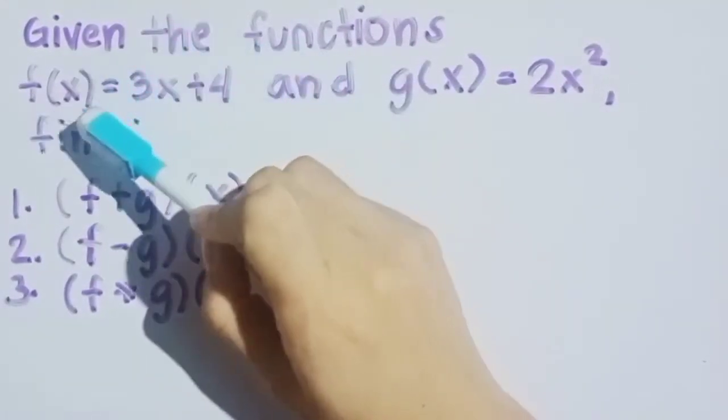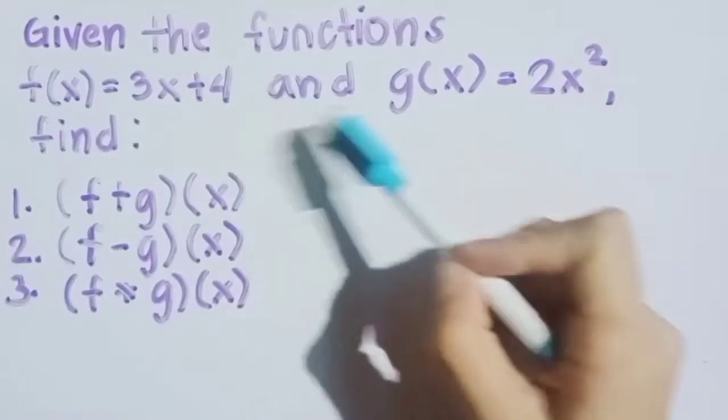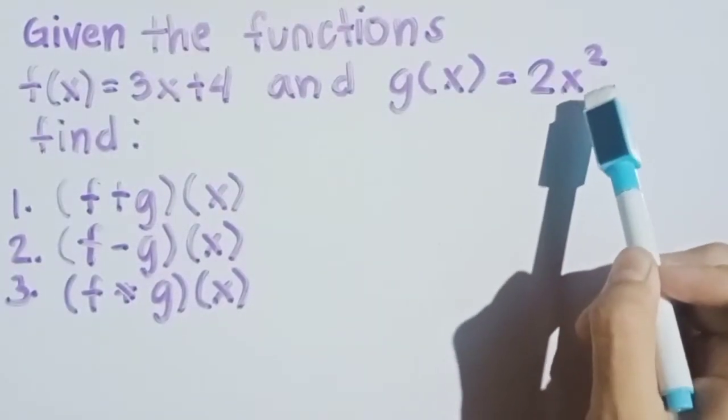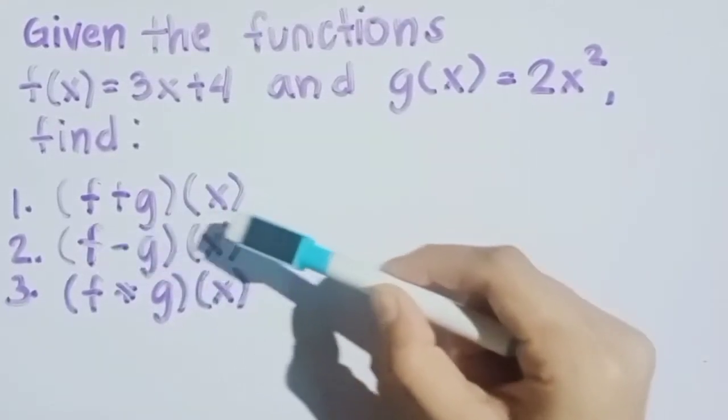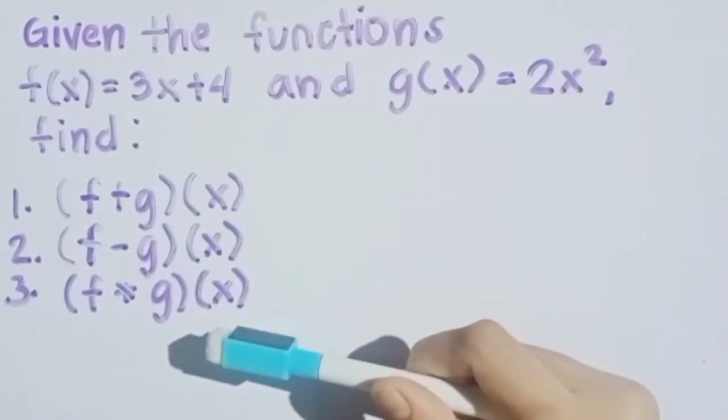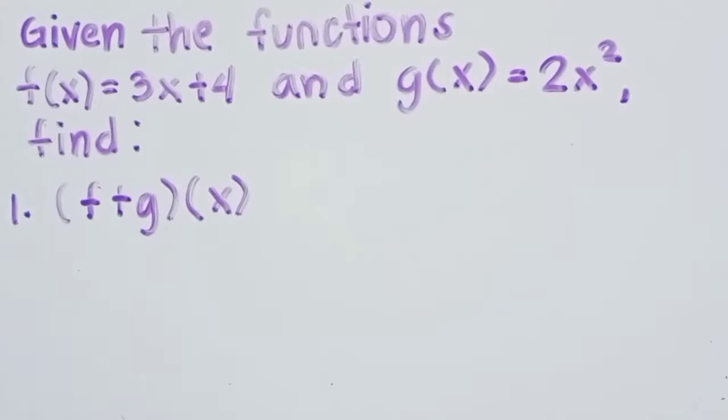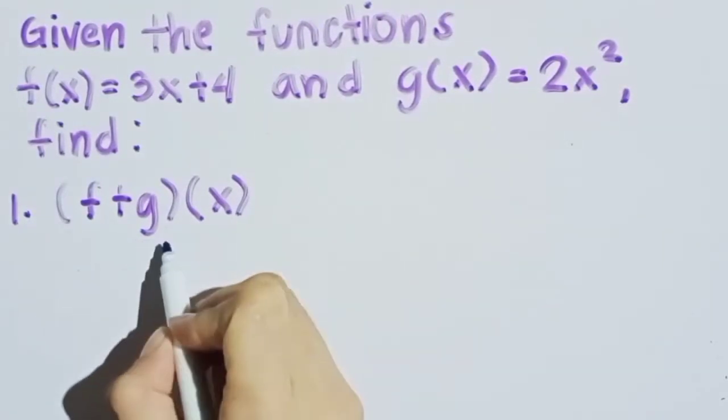Given the functions f of x equals 3x plus 4 and g of x equals 2x raised to 2. Find f plus g of x, f minus g of x, and f times g of x. Number 1, f plus g of x.